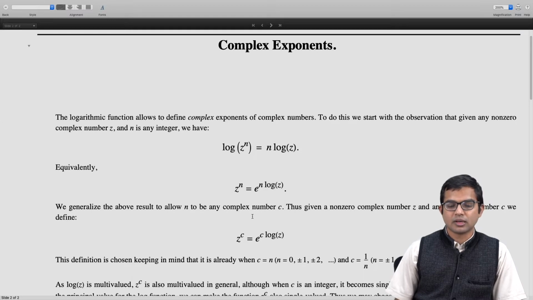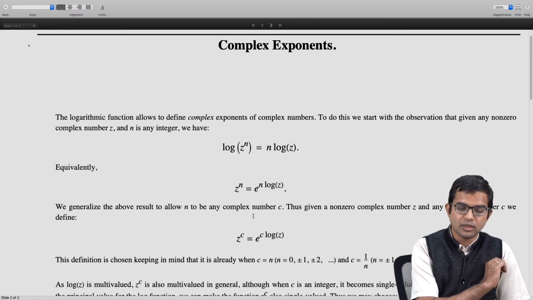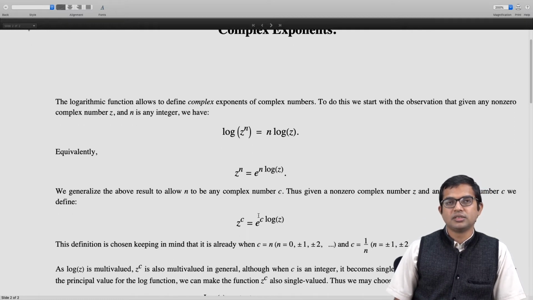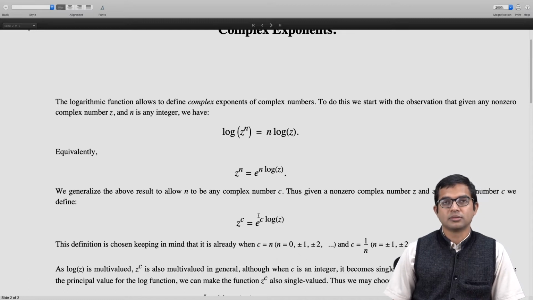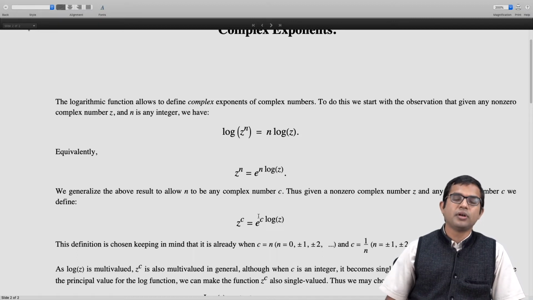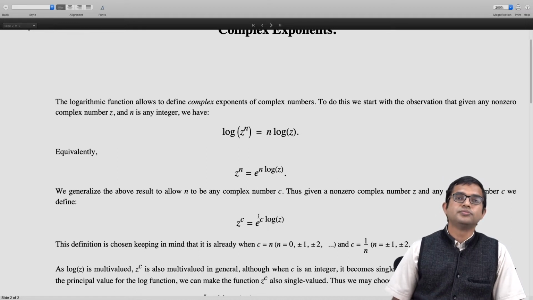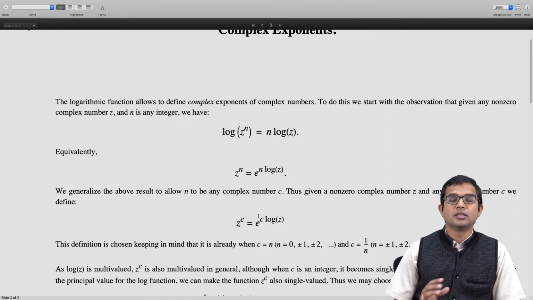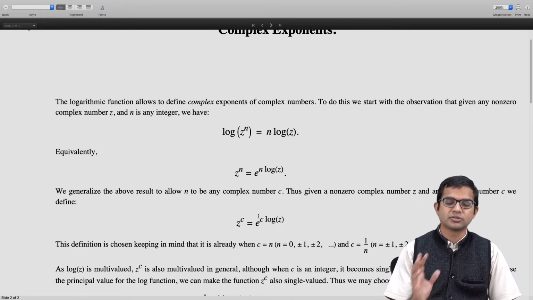Right? So of course, because log z is multi-valued, so is z to the c in general. So when c is an integer, we have seen that it becomes single valued. But in general, for an arbitrary complex number c, this function z to the c is a multi-valued function. But like we did with the argument function and with the log function, it is possible to restrict it to what is called one branch, and consider, for example, the principal value, right? So there are other values.